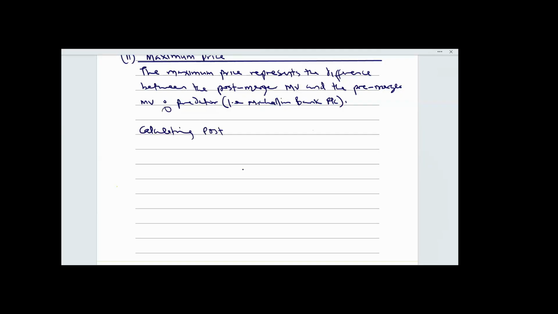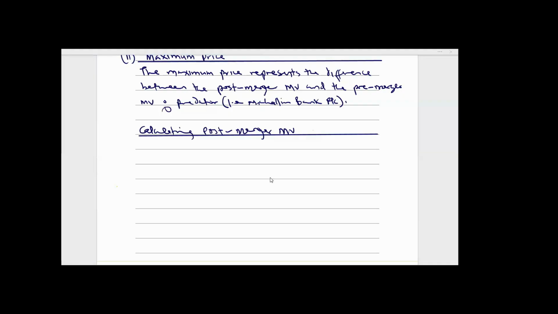Calculating post-merger market value. How do you do this? You go back to the question. Yes, to calculate the post-merger market value, you need to go back to the question.